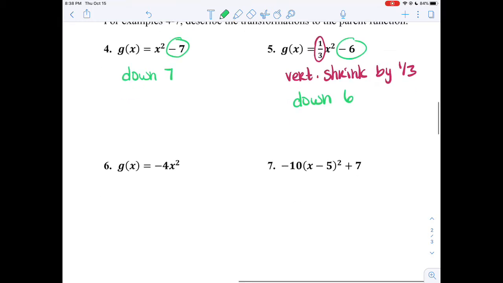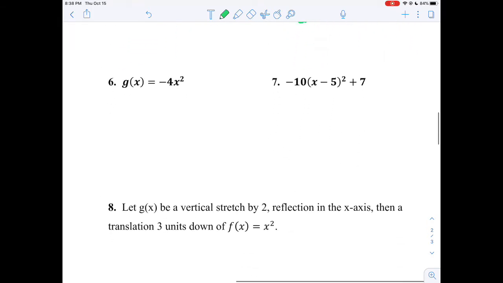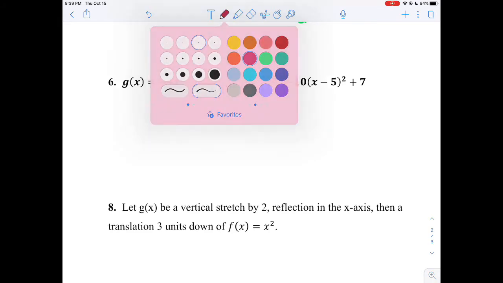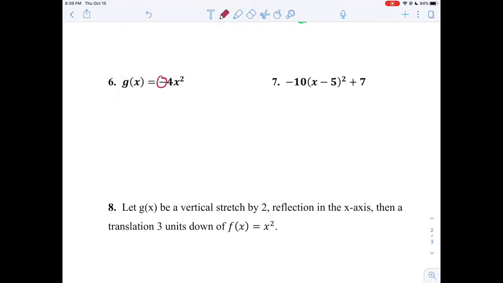A transformation or a translation down by 6. All right, number 6. We have a negative sign out in front. Remember that a negative in the front is a reflection over the x-axis. So reflect over x. The 4 is an a value that's greater than 1, so that's going to be a vertical stretch. And it's a stretch by a factor of 4.